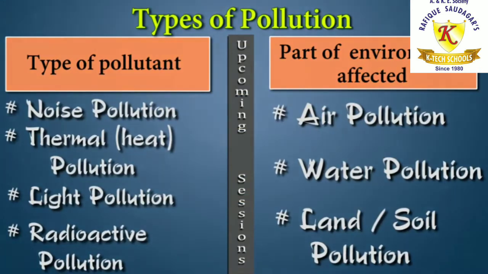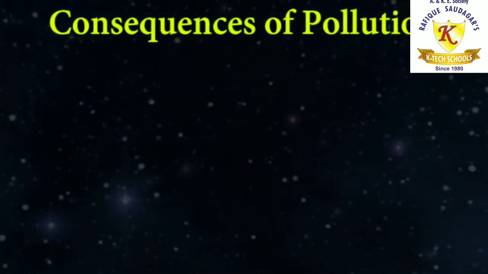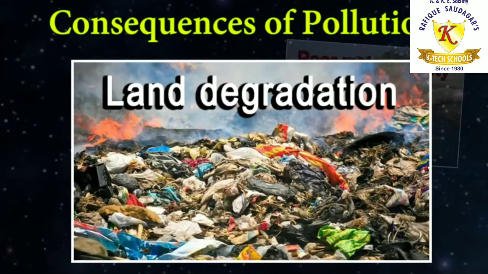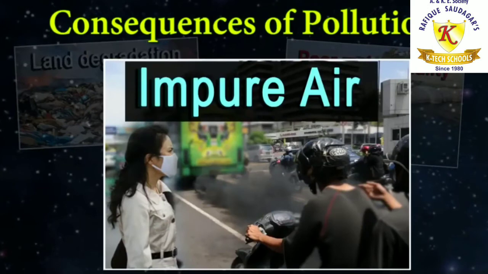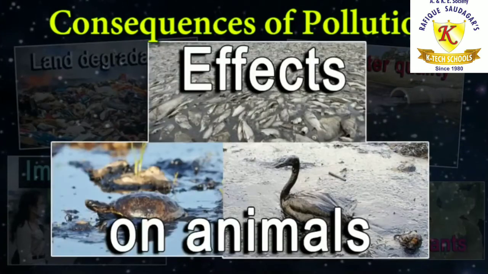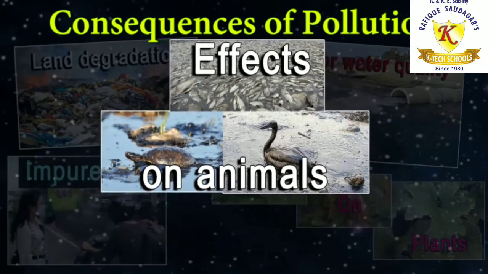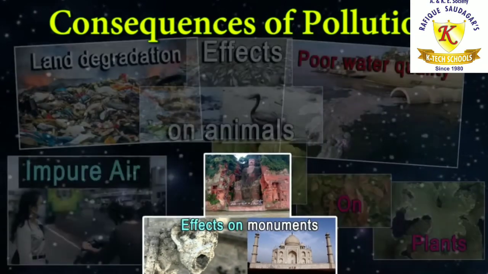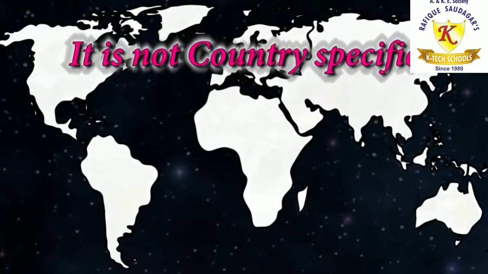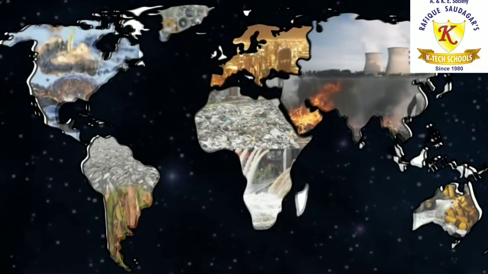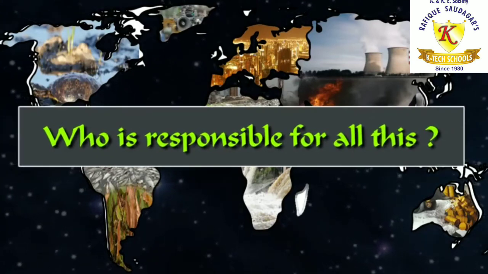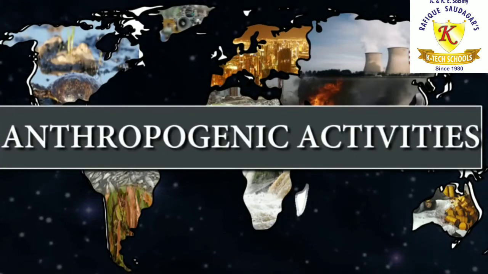And one thing we must note here, that each type of pollution may come from different sources and may have different consequences, but the ultimate result of all these is environmental degradation. They all have harmful effects on life and environment. These issues are not country specific, but affect the entire planet. And this is happening because of us, we humans, or the activities done by humans.